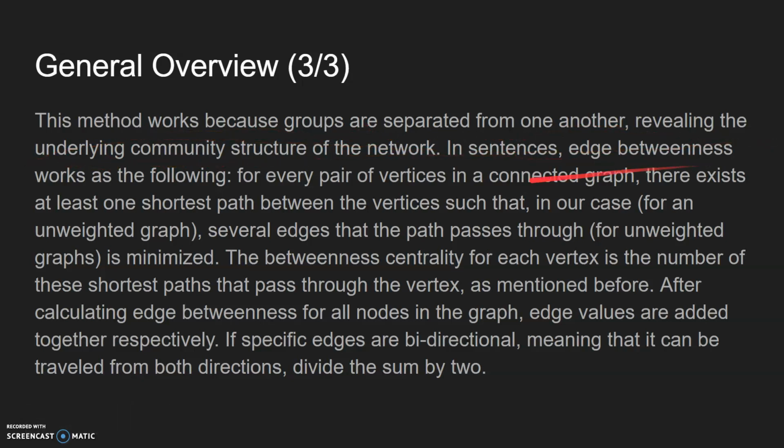In sentences, edge betweenness works as the following. For every pair of vertices in a connected graph, there exists at least one shortest path between the vertices, such that in our case, for an unweighted graph, the number of edges that the path passes through is minimized. The betweenness centrality for each vertex is the number of these shortest paths that pass through the vertex, as mentioned before. After calculating edge betweenness for all nodes in the graph, edge values are added together respectively. That might seem a little bit confusing, but I'll get to that later. If specific edges are bidirectional, meaning that they go both directions, divide the sum by 2.